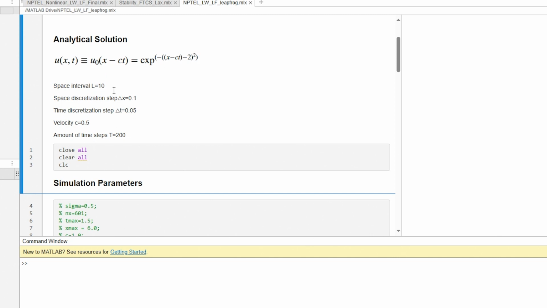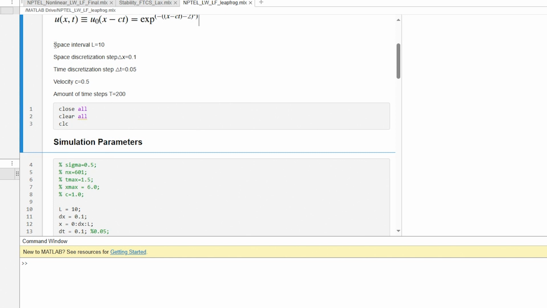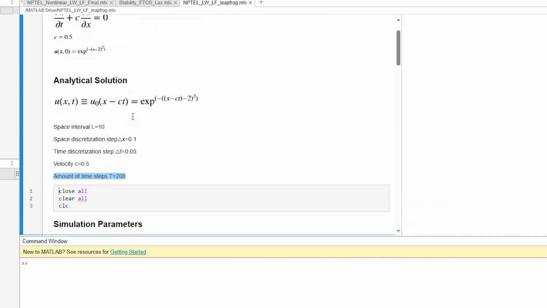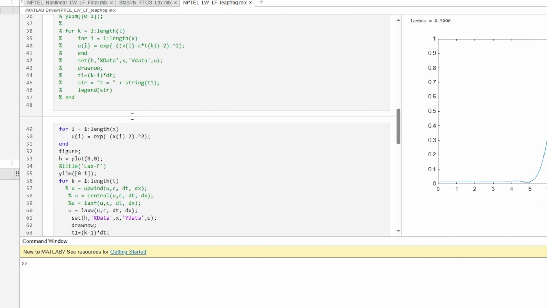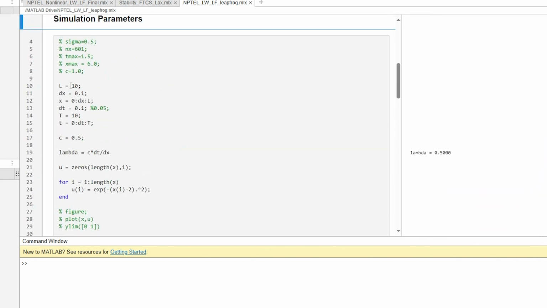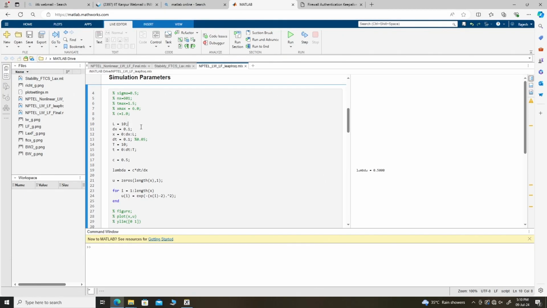We will compare those solutions, and these are the parameters that I have chosen: L, the total length, delta x, delta t, the convection velocity and the number of time steps. I have a couple more problems, but let me just do it for this problem first. These are the parameters that you can define: L equal to 10, delta x equal to 0.1, and x from 0 to L in steps of dx. Let me just run this for you once.